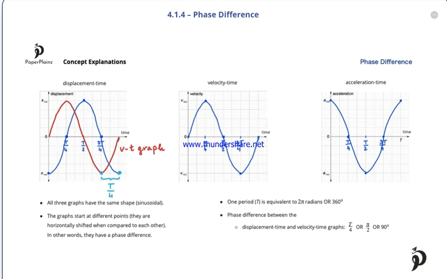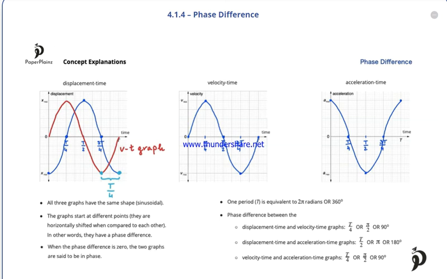Comparing the displacement time and the acceleration time graphs, we can see that the phase difference between them is T over 2 or pi or 180 degrees. Finally, the phase difference between the velocity time and the acceleration time graphs is T over 4 or pi over 2 or 90 degrees. A final note about terminology is that when the phase difference is 0, the two graphs are said to be in phase.